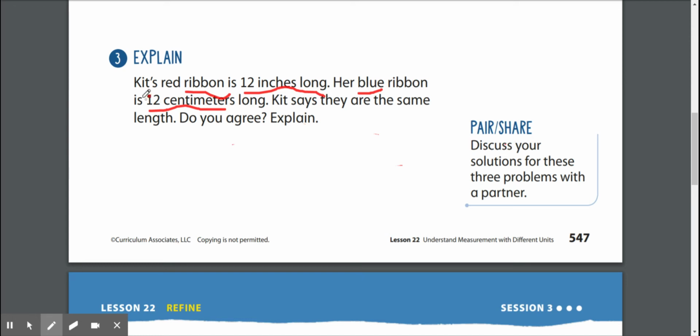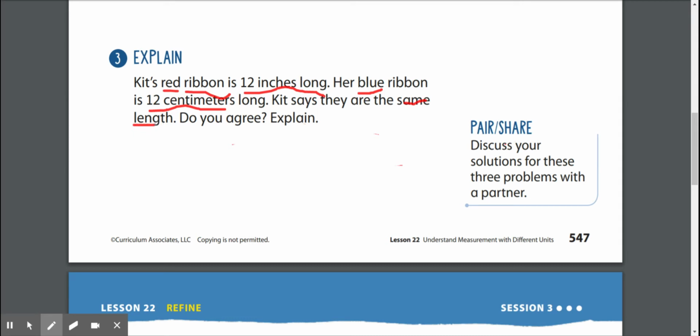So she has a red ribbon. I missed that, red ribbon. So the red ribbon is 12 inches, and her blue ribbon is 12 centimeters. Kit says they are the same length. That's already seeming interesting to me. Do you agree? Well, let's think about it.